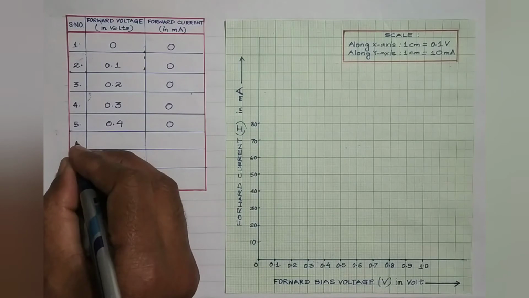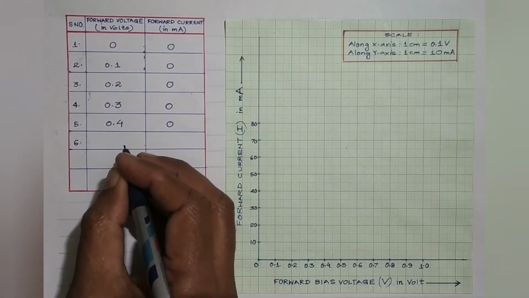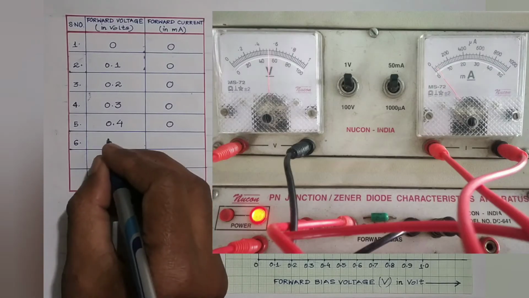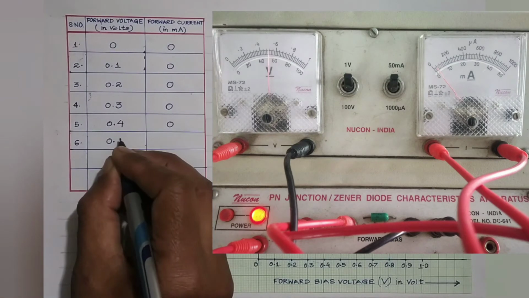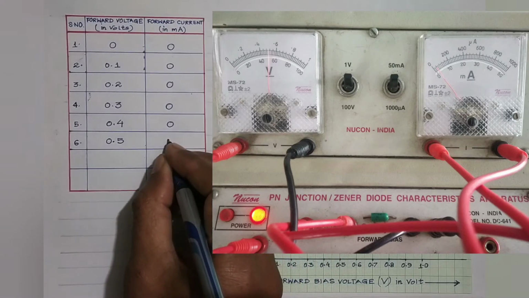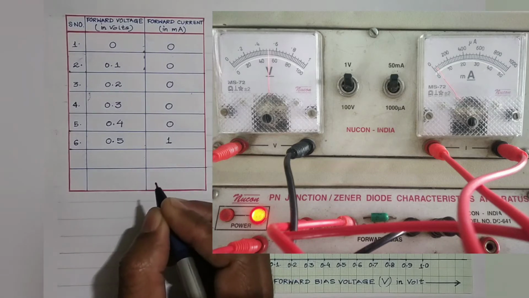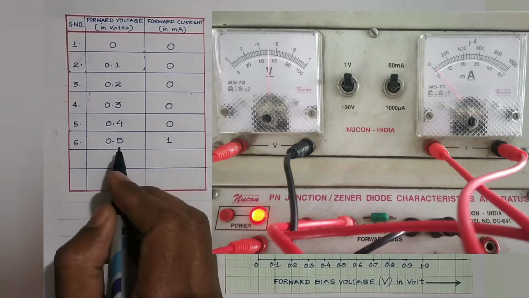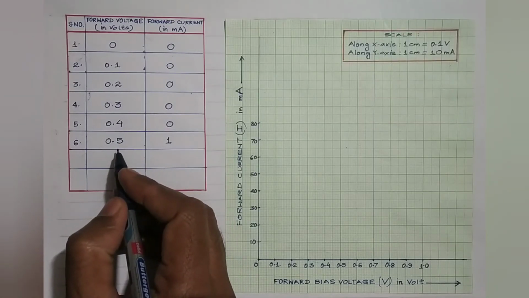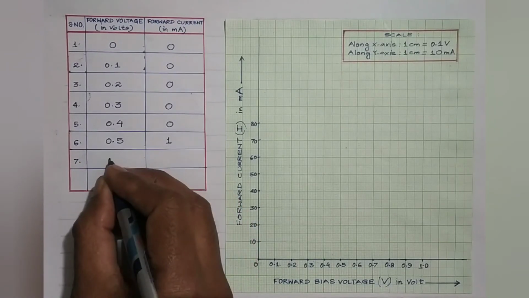Now basically, if we still increase further the applied voltage and suppose it overcomes the potential barrier, then a small current starts flowing through the diode. So now in the next reading, what we observe is corresponding to 0.5 volt, we get a small deflection. It is about 1 milliampere, right? So now it means that a very small current starts flowing through the diode as the applied voltage starts overcoming the potential barrier.